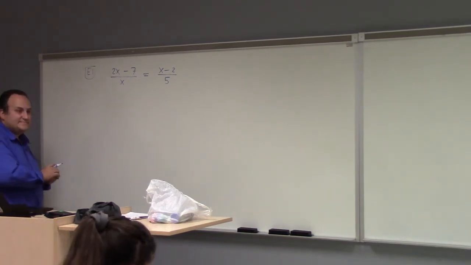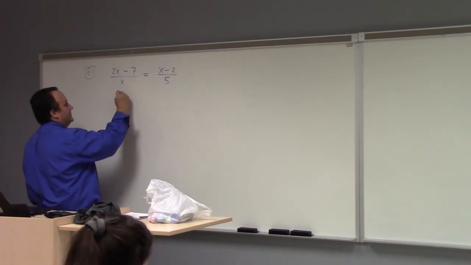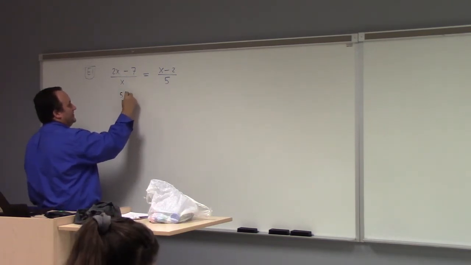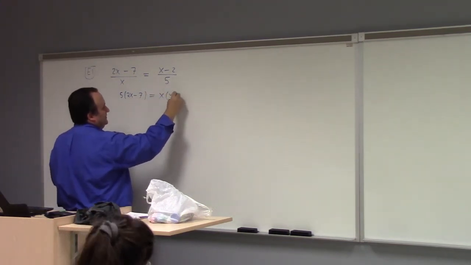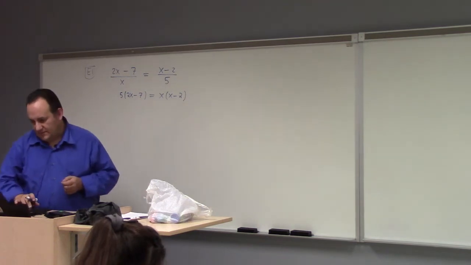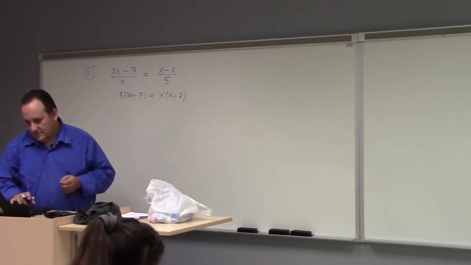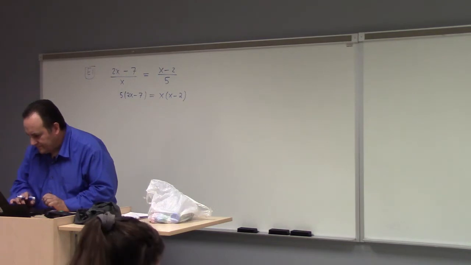All right, so how do you solve this? Any ideas? Cross multiply. I heard a cross multiply. Let's see here. So we get 5 times (2x minus 7) equals x times (x minus 2). Very good. Then you've got to do what? Distribute.